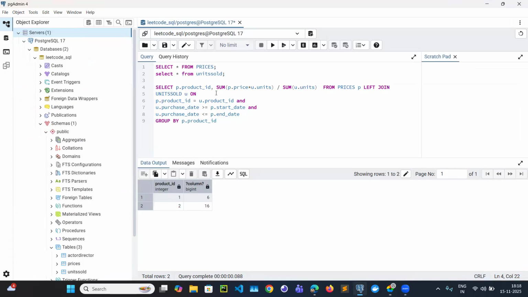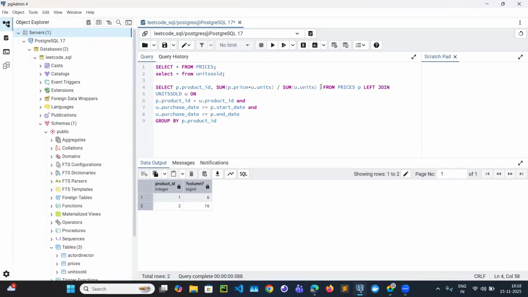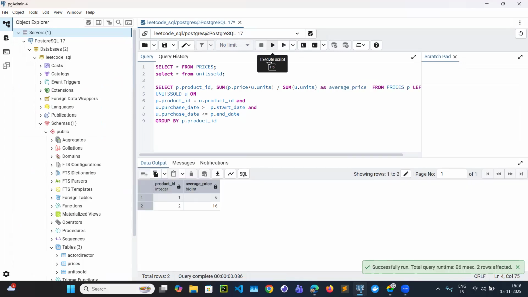Now, one thing is that they said the column name should be average price. We can get that as average price. All right, so we are getting it as average price as well. Good.